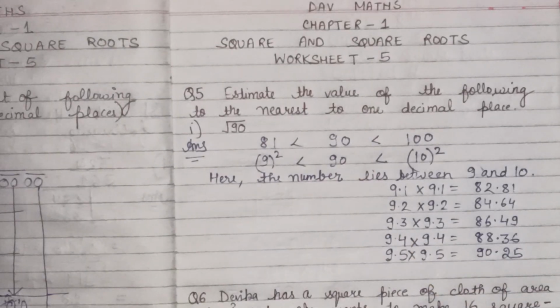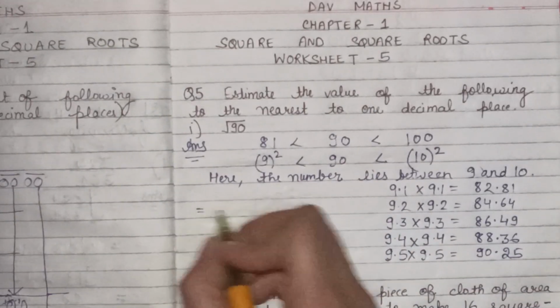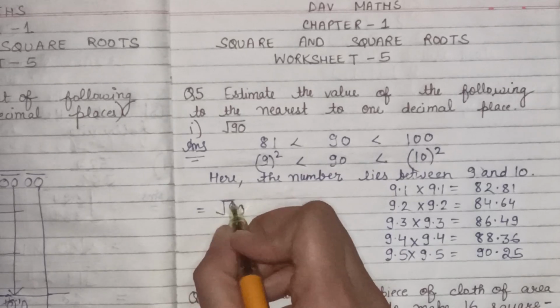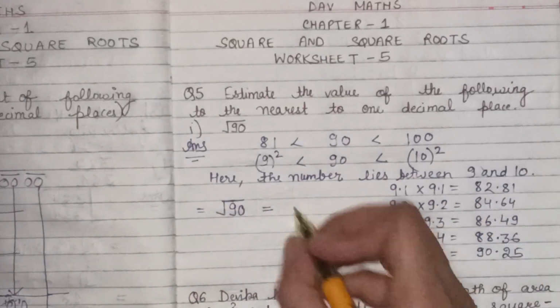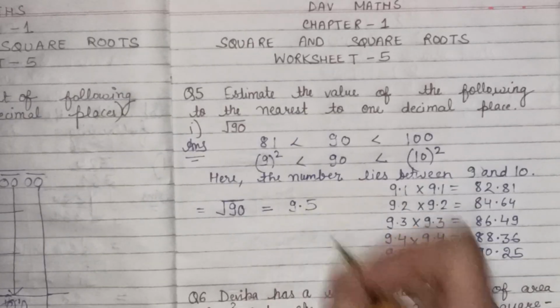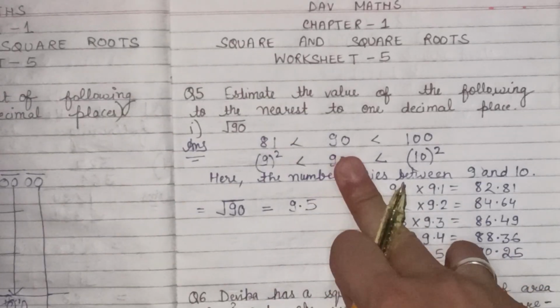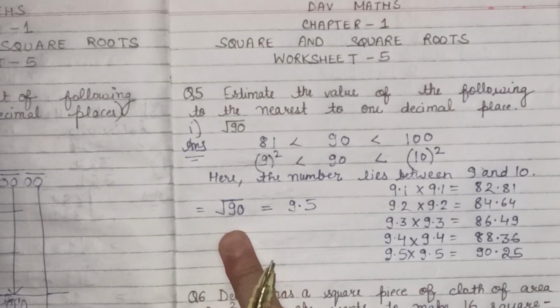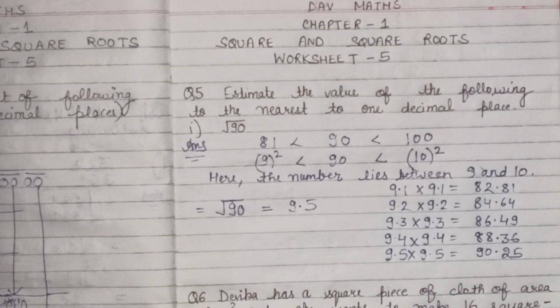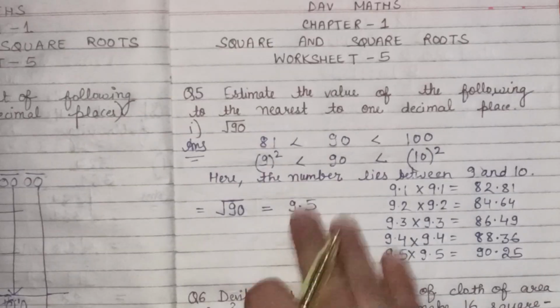So here I write under root 90 is equal to approximately 9.5, because 90.25 is nearest to 90. So 9.5 is the square root of 90. This is the answer of this question. It has many parts but we can do only the first part. All parts are the same as this first part.